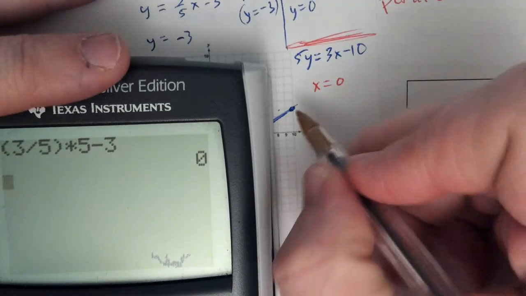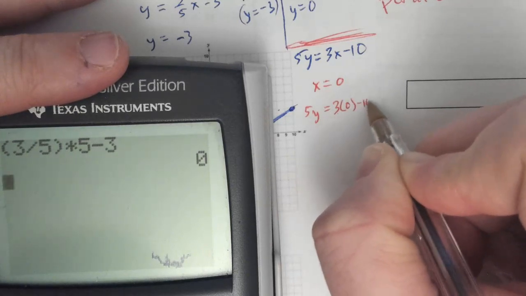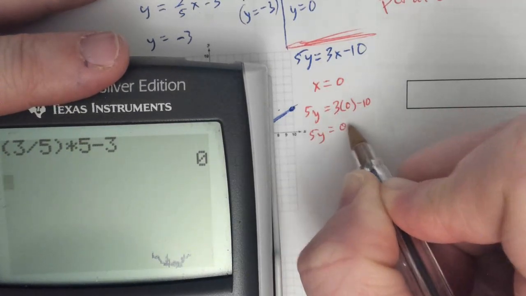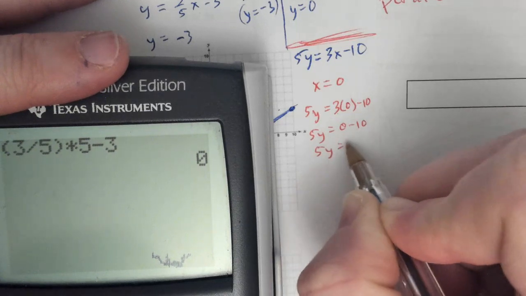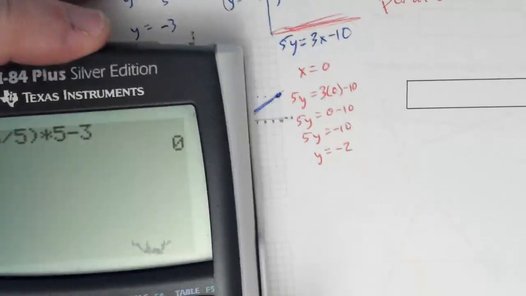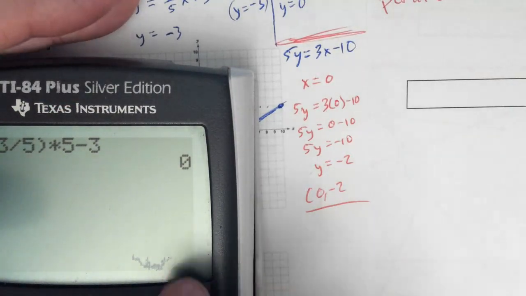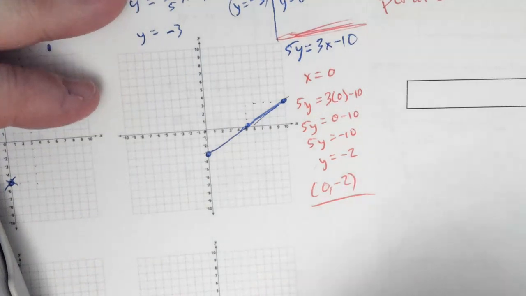I would get 5y equals 3 times 0 minus 10. 5y equals 0 minus 10. 5y equals negative 10. Y would equal negative 2. All right, so that's one of our coordinates, 0, negative 2. Now you just have to plug in something else.